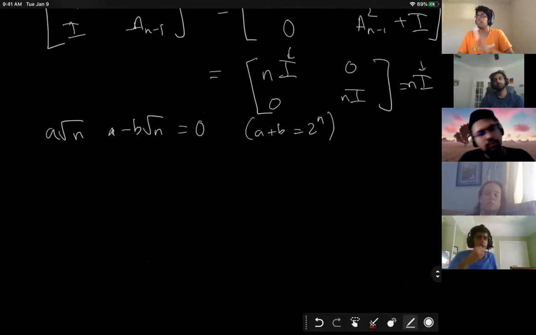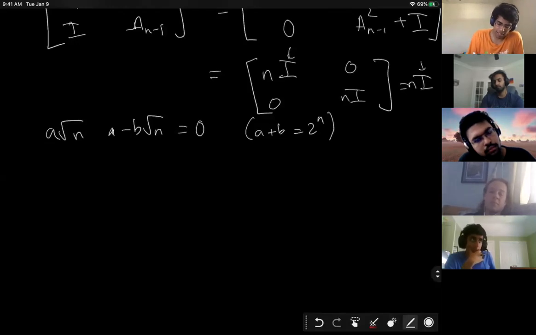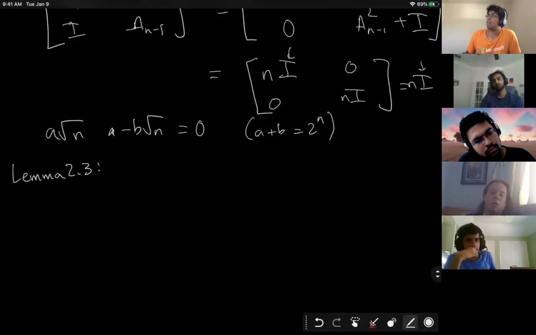Okay, last lemma, which is probably the most involved one, but it's actually not involved at all, which just speaks to how simple this proof is. Let me just remind myself what this is.